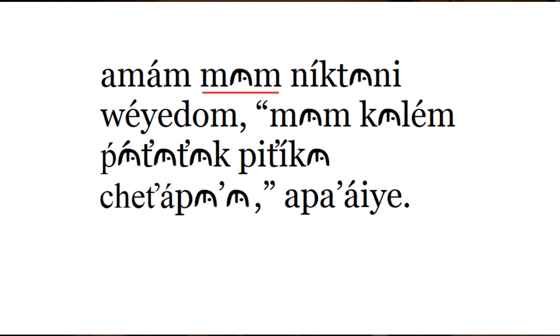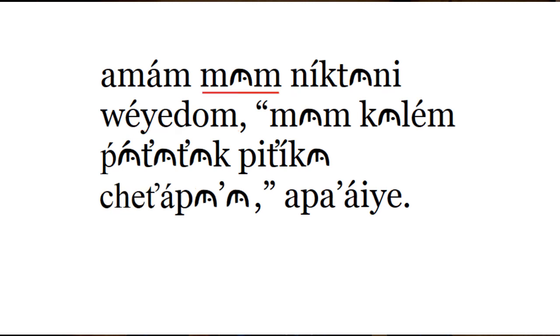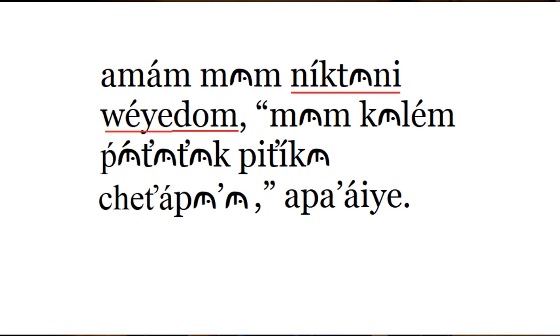Then she says, Mum, he, Nictini Wayadom, speaking to my little brother. A lot of times to make things clearer, people will say a subject with a dom verb to let you know for sure who's doing that action. Mum Nictini Wayadom. He speaking to my little brother. Now, how do you know it's not the little brother who's speaking? Nictini does not end in M, so he can't be doing the action.